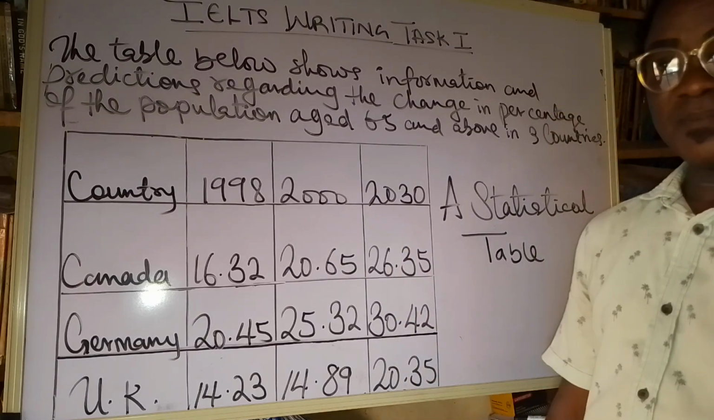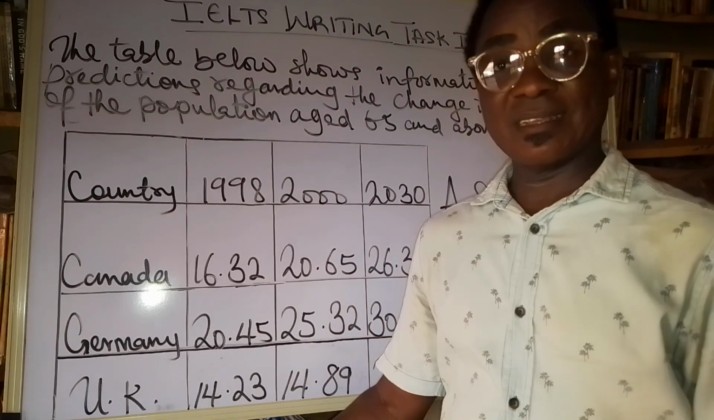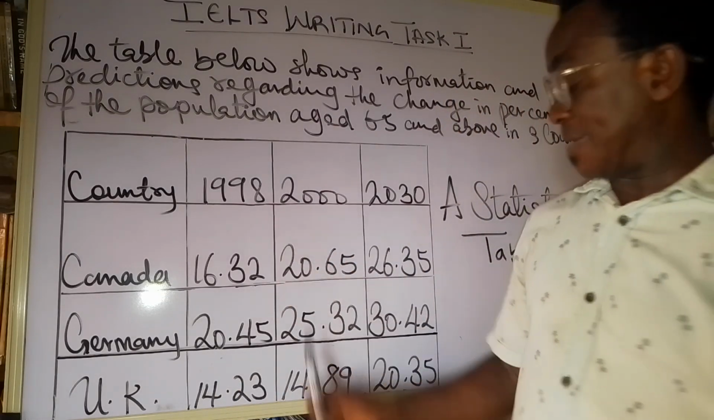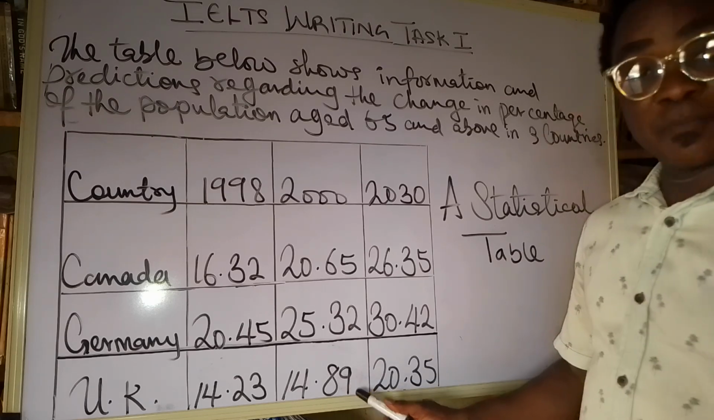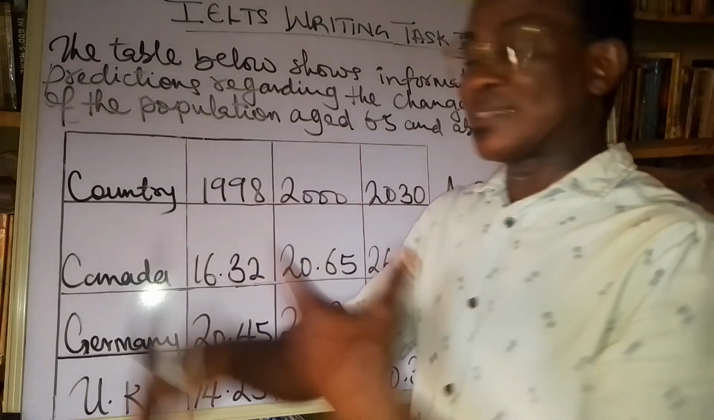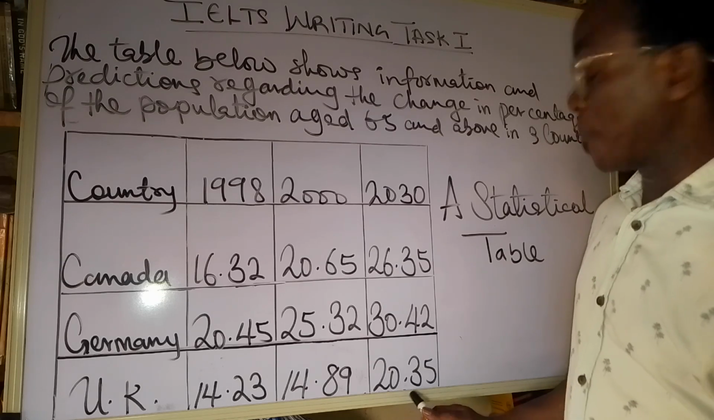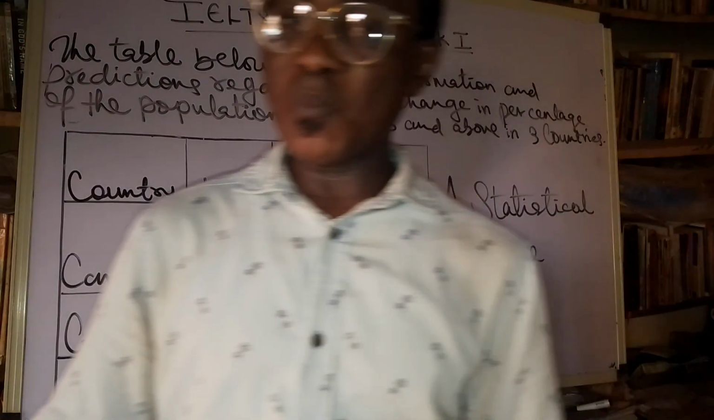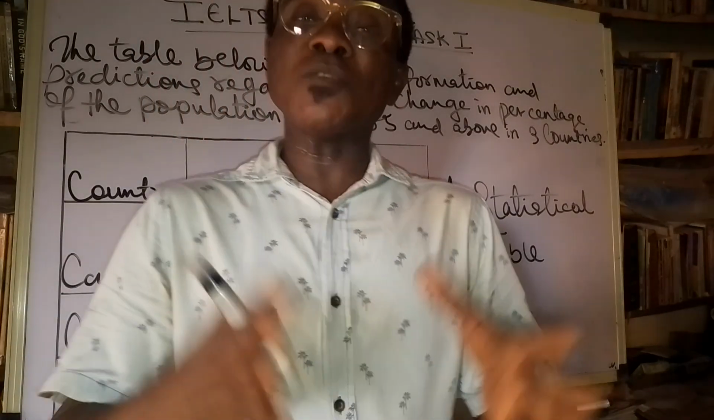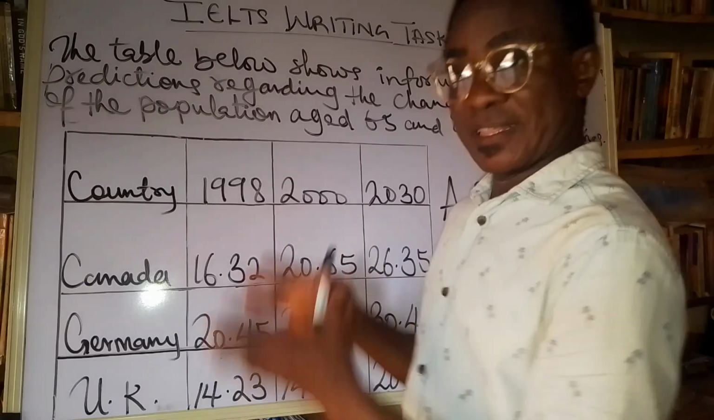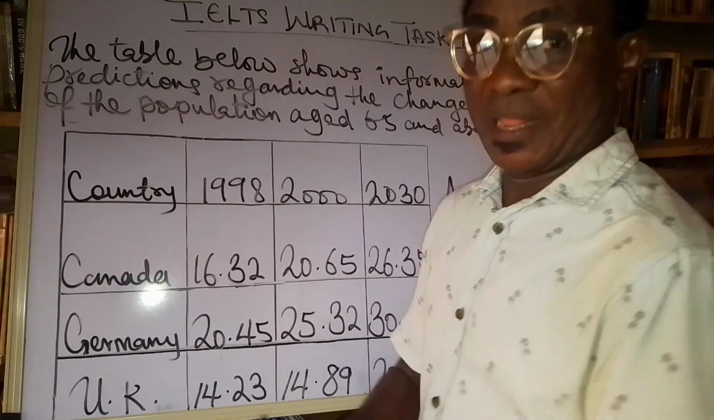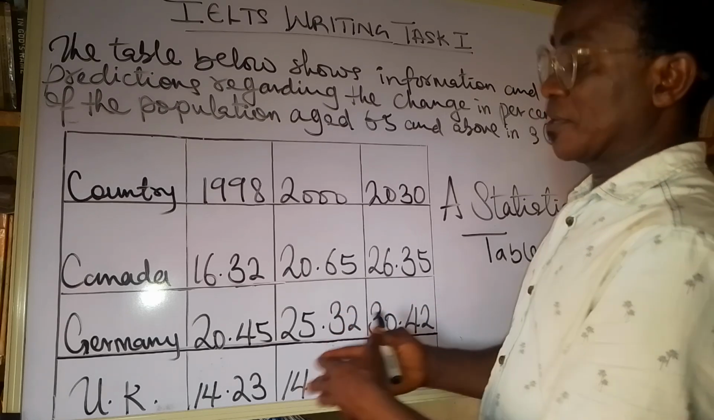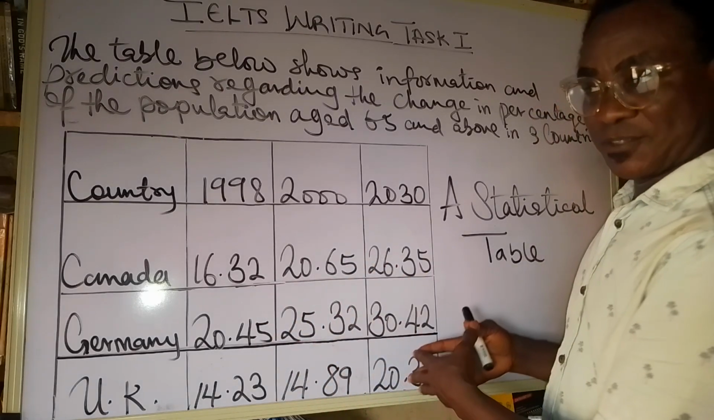30.42%. The same increase can also be noticed in the population of the UK, from 14.23% in 1998 to 14.89% in the year 2000, with an estimated increase from this figure to 20.35% in the year 2030. Now, what we notice in the table is, namely, there is a continuous growth in the population of all 3 countries.